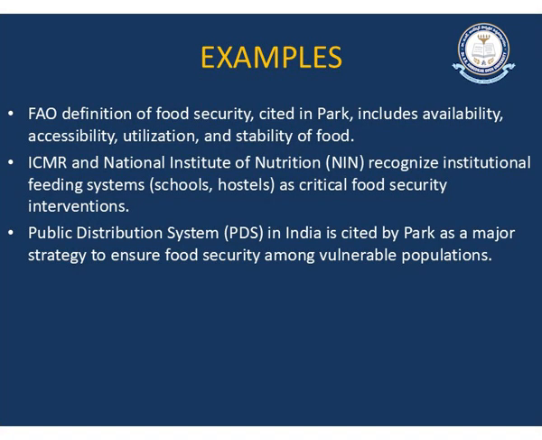For example, the FAO definition of food security cited in Park includes availability, accessibility, utilization and stability of food. ICMR and the National Institute of Nutrition (NIN) recognize nutritional feeding systems in schools and hostels as a critical food security intervention. The Public Distribution System, also known as PDS, in India is cited by Park as a major strategy to ensure food security among vulnerable populations.